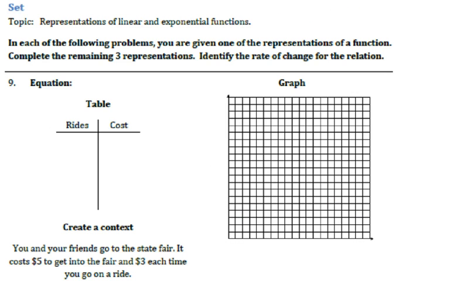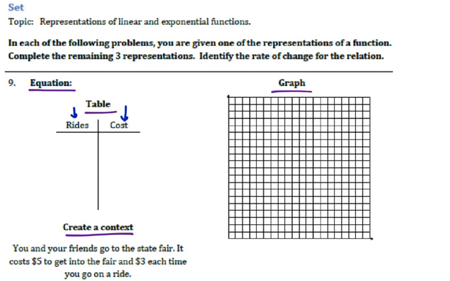Okay, now let's take a look at, you've got two problems like this. So basically what they want you to do is, you're given one of the pieces, you need to come up with the other ones. Okay, so a great place to start is going to be the table. So it says you and your friends go to the state fair. It costs $5 to get into the fair and $3 each time you go on a ride. So they've got the rides here for the input, the x, and the cost for the output.